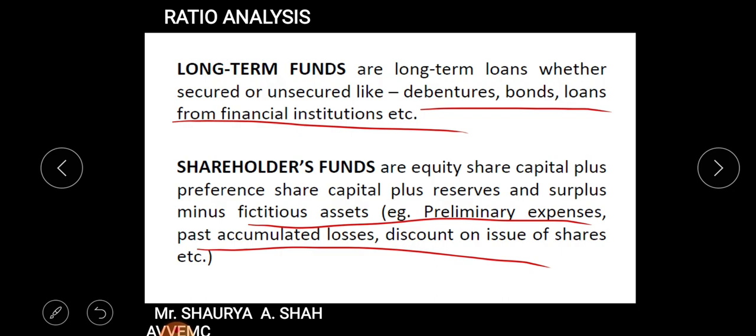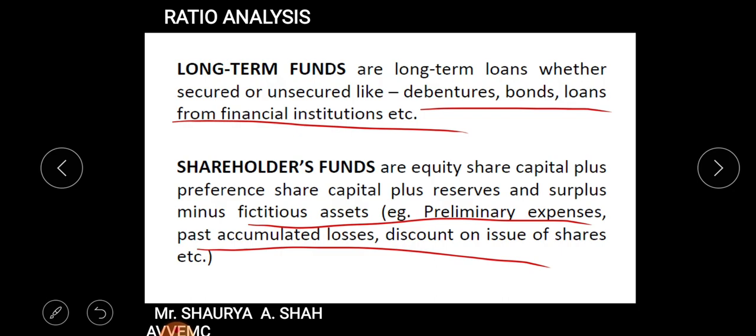So what does it include? Equity share capital plus preference share capital plus reserves and surplus minus fictitious assets. And long-term funds include all the long-term borrowings from the market. I suppose it is clear to all the students.